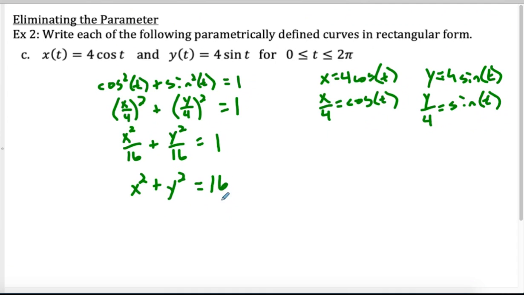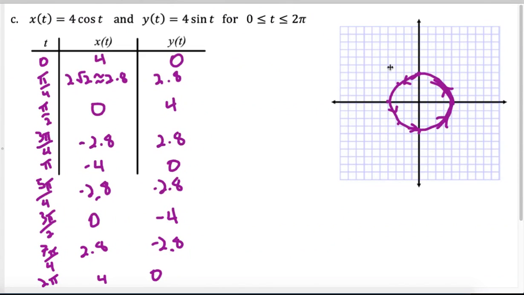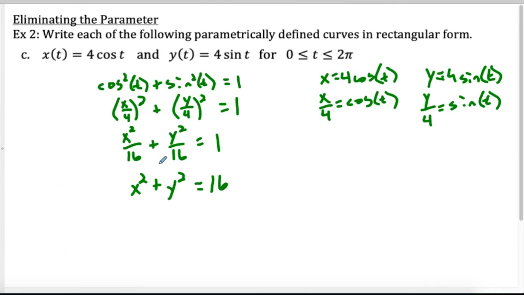So this is the equation of a circle, right? x squared plus y squared equals r squared. And that is what we found when we graphed this, right? We said this was a circle of radius 4. And that is what this equation would describe, right?